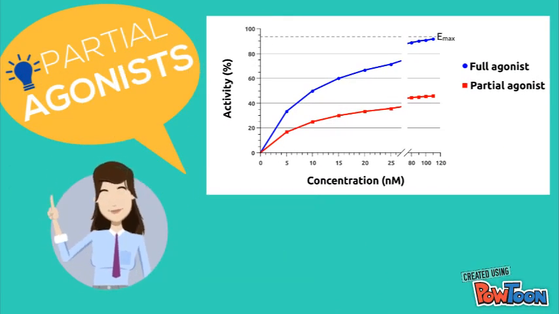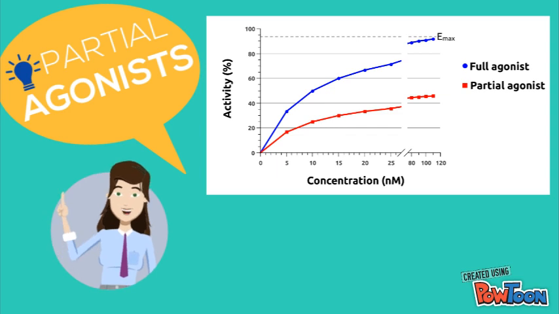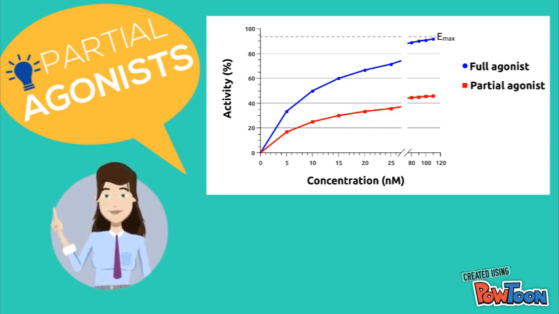There is also a third group called partial agonists. These work by binding to the same receptor that the agonists bind to. The difference is, it only produces a partial response. It is for this reason they are sometimes known as competitive agonists.